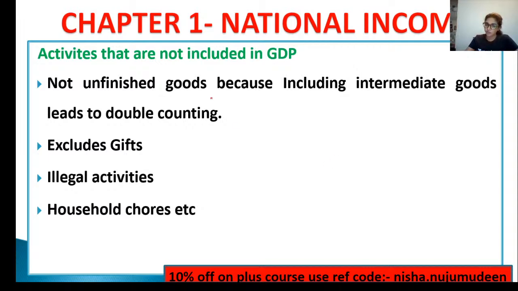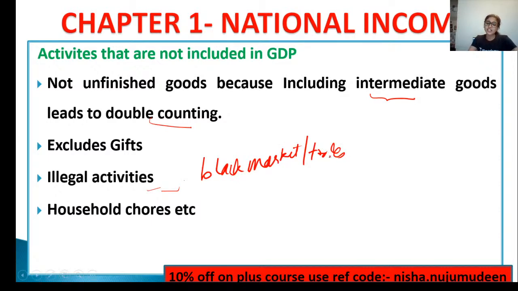Again, unfinished goods are excluded because they include intermediate goods, and it leads to double counting. Also, GDP doesn't take into consideration any sort of illegal activity. What is illegal activity? High-level corruption activities like drugs, murder for hire, people hiring some people for murder, and payments for goons. All these will not be included, because these payments are not via transactions. They come under the black market, or under the trades, guys. That is why they do not come under the calculation of GDP.